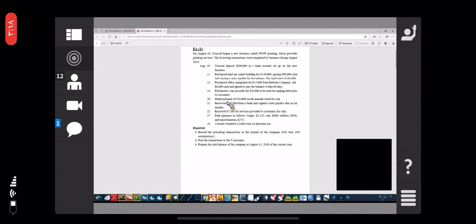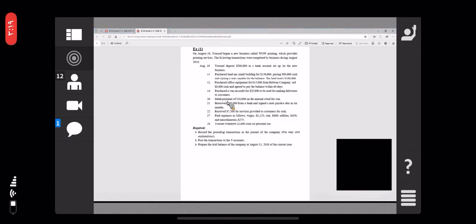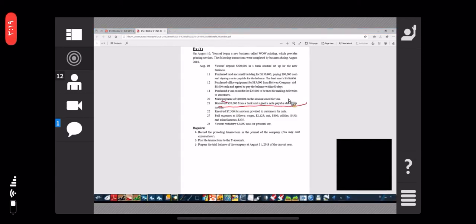So now we will go to date 21st August. So date 21st August, what does he say? You received or borrowed a loan from the bank, and the payment will be after 6 months. So you received a loan. So loan, is it credit or debit? Loan, it is classified as loans.